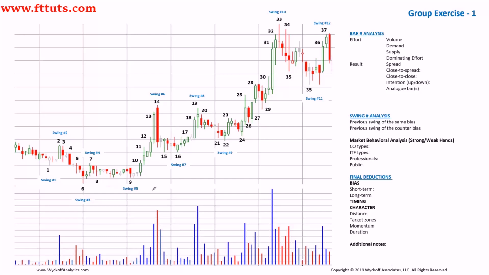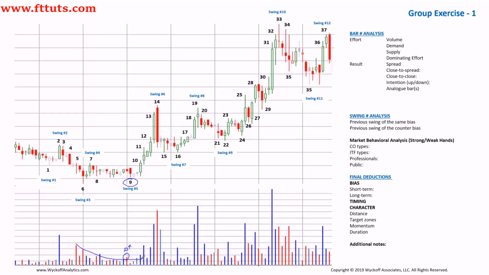I would say maybe at bar 9. Okay, what are we seeing at bar 9? Well, it's got that tail on it, so there's still some demand there, and the supply looks like kind of the supply has gone down.